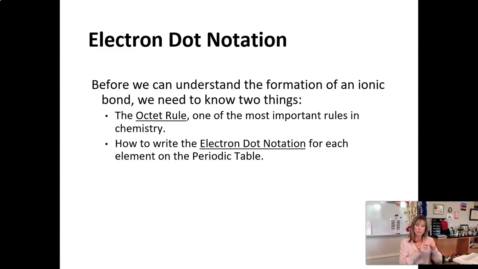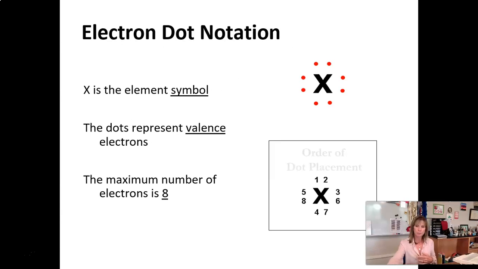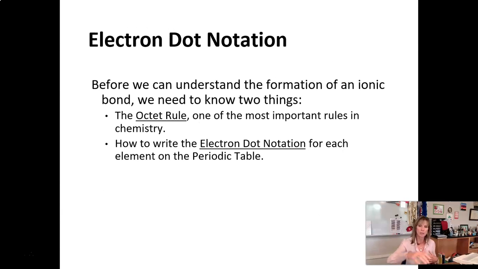Electron dot notation. Before we can understand how ionic bonds form, we need to talk real quick about the octet rule and then learn how to do electron dot notation. Really simple. So the octet rule, sorry, we'll go back. I guess it's a little later on in the slide, but the octet rule, if you are in band, you know what an octet is. It's 8. It's a set of 8 numbers, or 8 notes, I guess, for you guys.